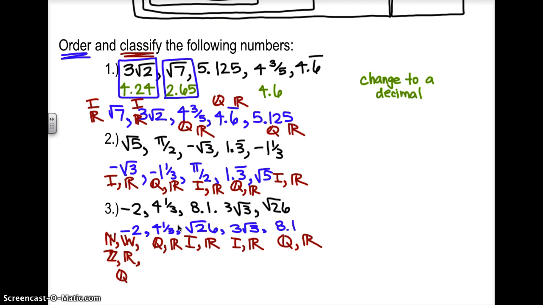Okay, 4 1/3 is a rational and a real. Square root of 26 and 3 times the square root of 3 are both irrational and then, of course, real. And then we have 8.1, which is rational and real. Okay, so these are the different sets of numbers that we're talking about. Hopefully you got all these right. I really, really hope so.